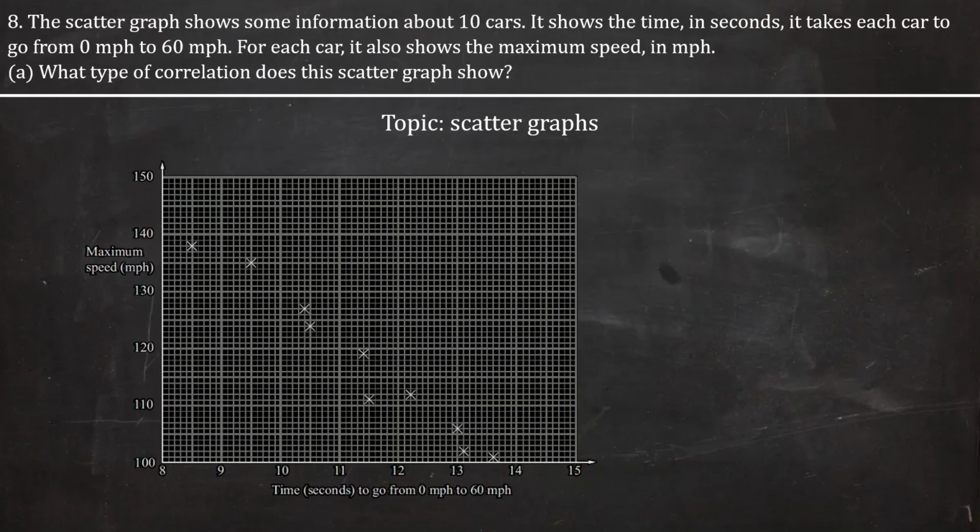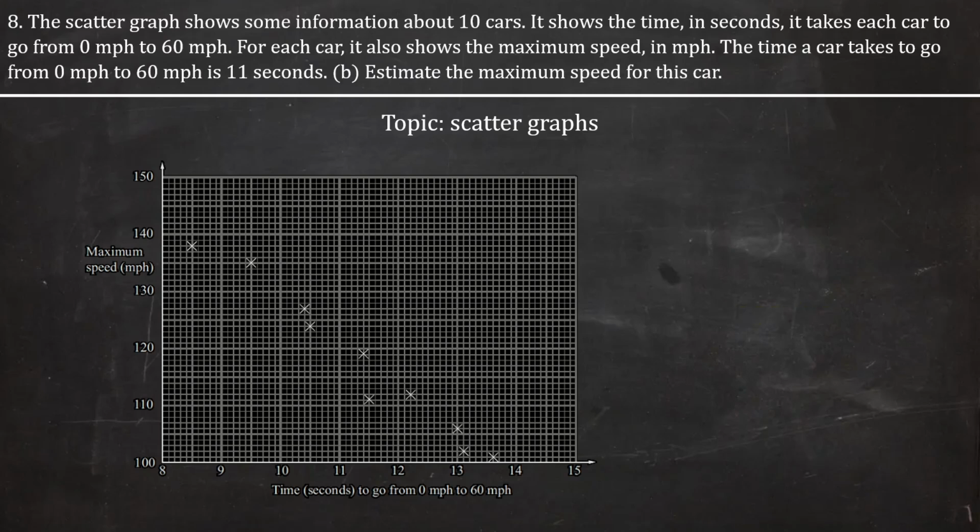Question 8, a scatter graph. First it's asking me what type of correlation it shows. So all the data points are kind of going down from left to right. So that is a negative correlation. Then estimate the maximum speed for the car if the car goes from 0 to 60 in 11 seconds.